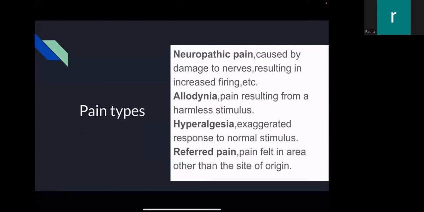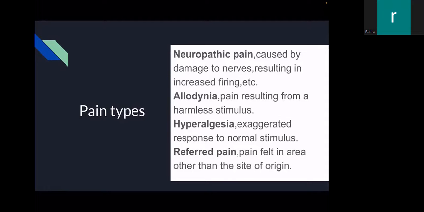Next is neuropathic pain. Neuropathic pain is caused by damage to nerves, resulting in increased firing. All those peripheral factors which we saw are one of the causes for neuropathic pain. Next, what we're going to see are the features seen in neuropathic pain.